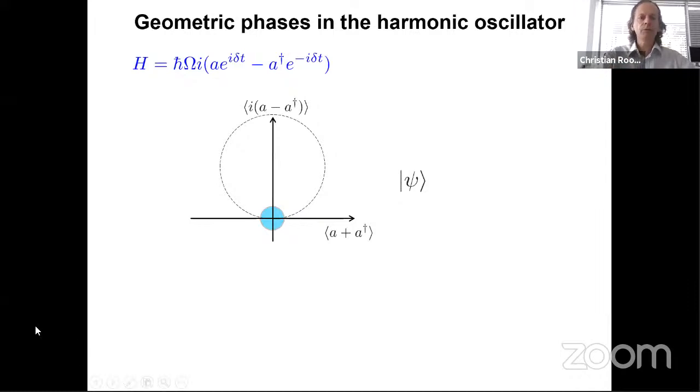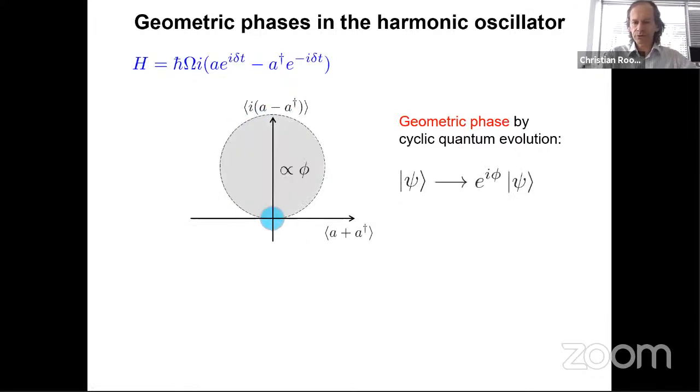So if I have now my oscillator here and I transport it on this trajectory in phase space, then the quantum state returns to its original state, but it gets multiplied by what is called a geometric phase, which is set by the area which is enclosed by this trajectory here. And this is an irrelevant global phase if you don't have anything to compare it to.